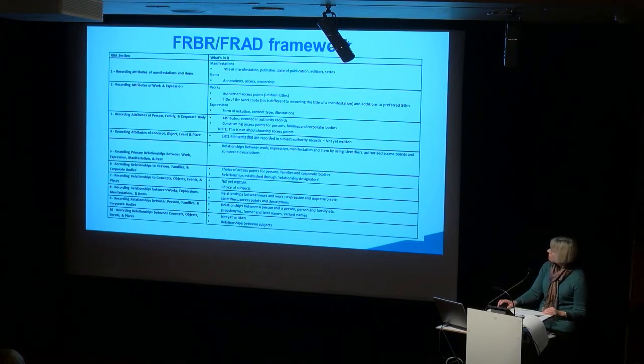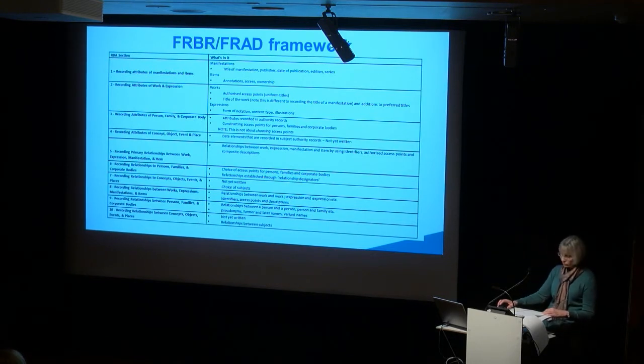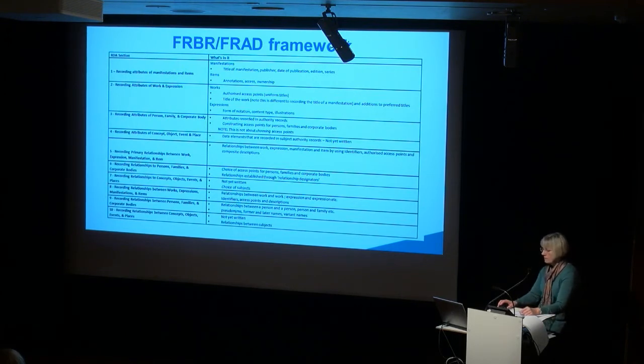On the left-hand side there, the RDA section just gives you an idea of how it's structured, where you've got, in section 1, attributes of manifestations and items. And this is where you'll spend quite a lot of time. This is where you'll find a lot of similarity. This is where you'll get a lot of the descriptive data that you're used to finding now.